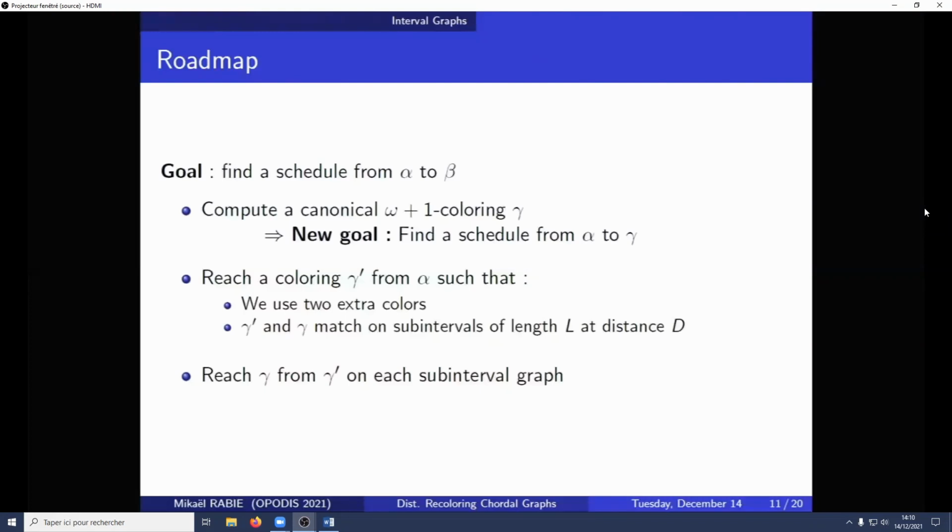And actually, I will first show and focus on how to reach gamma prime from alpha, where we will need 2 extra colors. And the goal is to have that gamma prime correspond to gamma on frequent subintervals of length at least L on the graph. And the idea at the end is to reach gamma from gamma prime on each remaining subinterval by using as a black box results from the centralized settings.